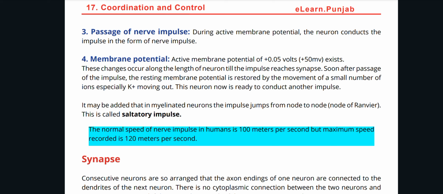It may be added that in myelinated neurons, the impulse jumps from node to node of Ranvier. This is called the saltatory impulse. The normal speed of the nerve impulse in humans is 100 meters per second, but the maximum speed recorded is 120 meters per second.